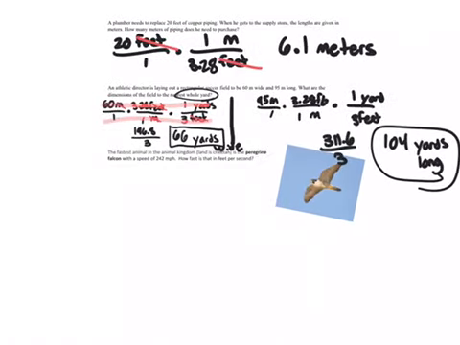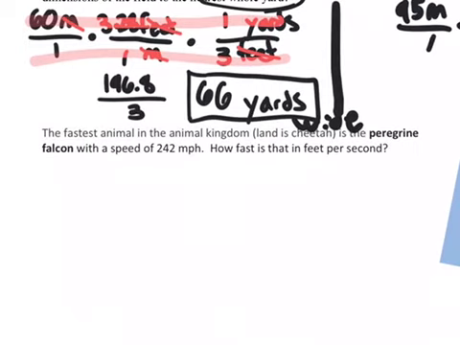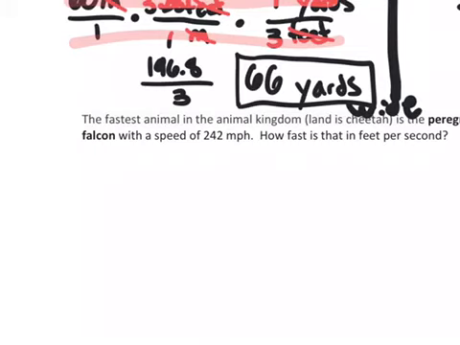All right, this last problem is interesting. The fastest animal in the animal kingdom, land, is cheetah, but in the sky we have the peregrine falcon with speed of 242 miles per hour. How fast is that in feet per second? The reason that this one is an interesting problem is because we're not just going to have to go from miles to feet, but we're also going to have to go from hour to second. All right, so pay close attention on this one.